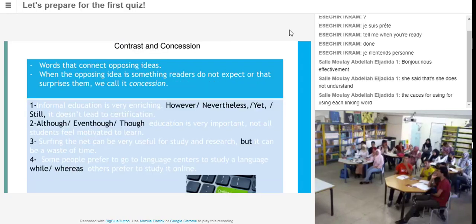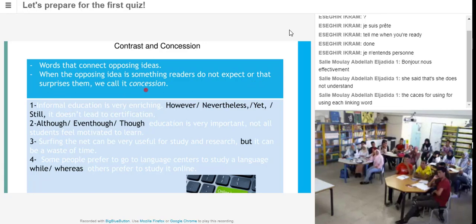Thank you. Okay, now we move on to another section, which is contrast and concession. Now, some people confuse contrast and concession. Generally, they are similar. What we mean by contrast and concession is that when you use linking words that connect opposing ideas, you have two ideas which are completely different or contrasted. Another piece of information about concession is that when the opposing idea is something readers do not expect or that surprises them, we call it a concession.